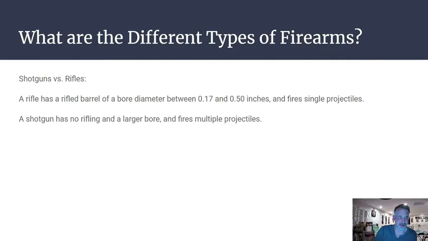What about shotguns and rifles? Well, a rifle, again, as I mentioned before, has rifling in the barrel, these grooves cut in the barrel, and the barrel diameter is somewhere between 0.17 and 0.5 inches. And it fires single projectiles, typically called bullets, right? A shotgun has no rifling and a larger bore and fires multiple projectiles. This is known as shot. And you have different size shot. You could have number 8 shot, you could have number 2 shot, you could have buckshot, you could have different types of shot.